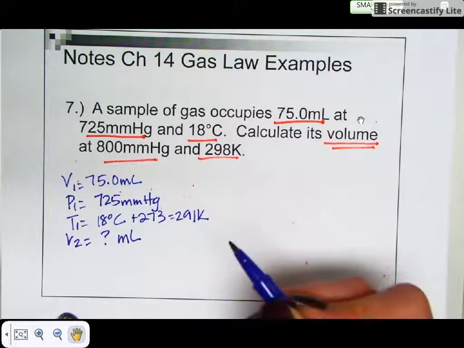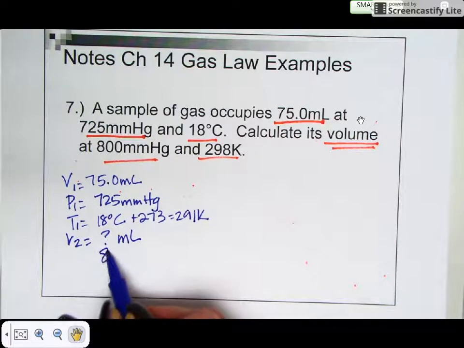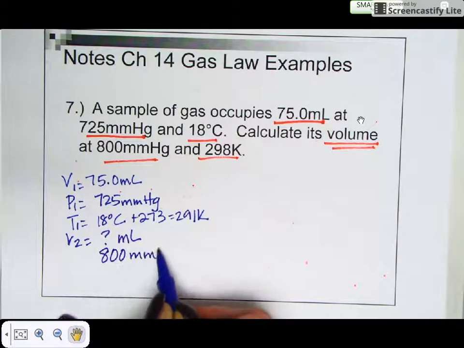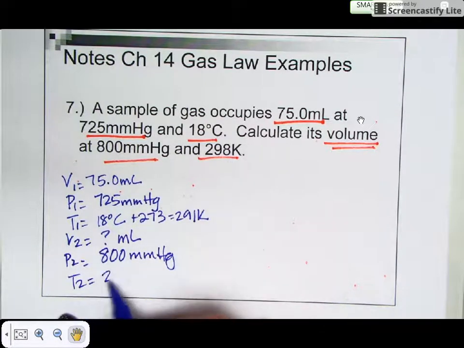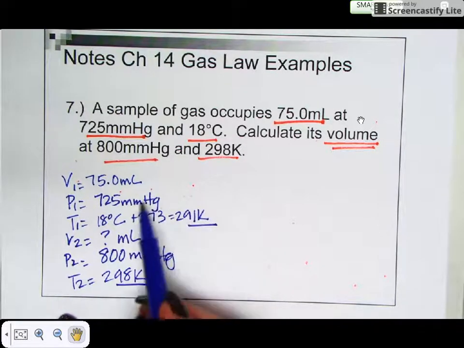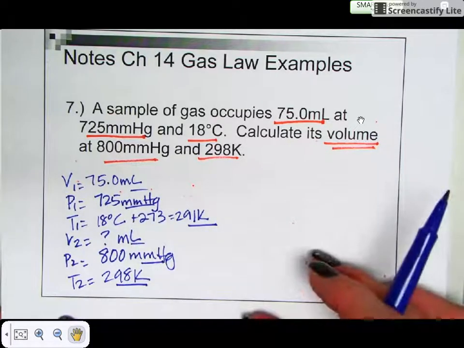Okay. It wants us to find the new volume, question mark, and this is in milliliters, so that means the V2 is going to be in milliliters unless you change it. At 800 millimeters of mercury, that's the pressure, that's the P2, and T2 is already in Kelvin. Alrighty, so 298 Kelvin, so you don't have to convert that. Both temperatures are in Kelvin, you're good. Both pressures are in millimeters of mercury, you're good. The volumes are in milliliters, so we're ready to plug in.